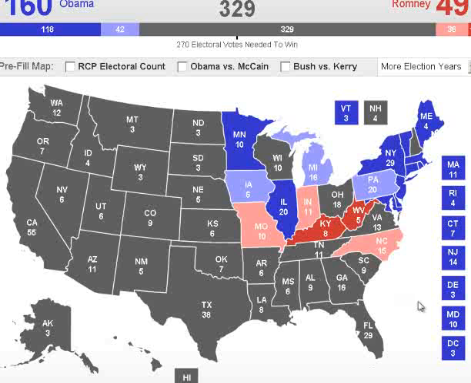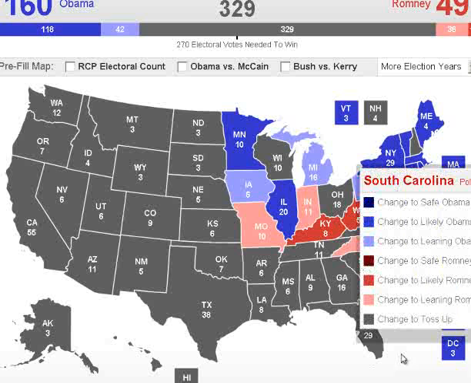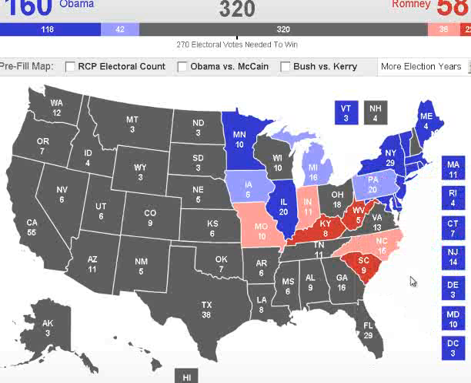Now let's take a look at the rest of the South. South Carolina, I have seen some polls recently that have been fairly close, but it's a state that is rarely competitive, and in spite of a large African American population, very, very unlikely to be very competitive. We will put it in the Romney column.